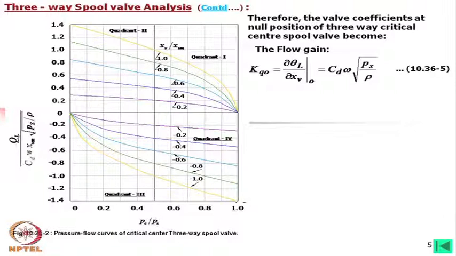If you have attended the earlier classes, then you can find that del Q L by del X B, not theta L, this is del Q L by del X B. So, this is flow gain, that means how much gain will be there at null positions. This depends on the critical center or open center, and this ultimately can be written in this form.